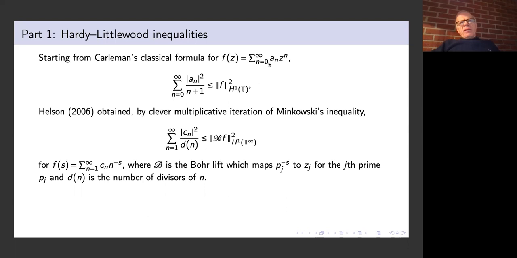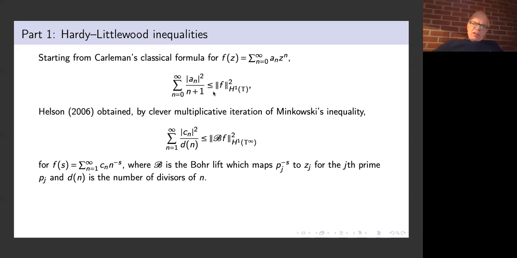So you have a power series representing an analytic function in the unit disk. And then you have this relation between the square sum with these weights, n plus one in the denominator, and the H1 norm. So this is the embedding of H1 in the usual Hardy space H2.